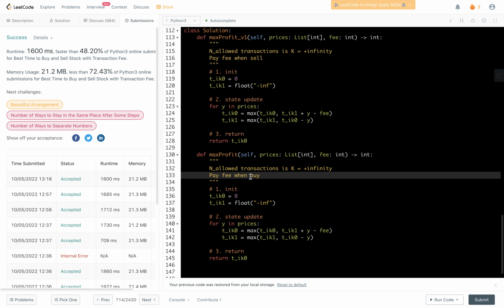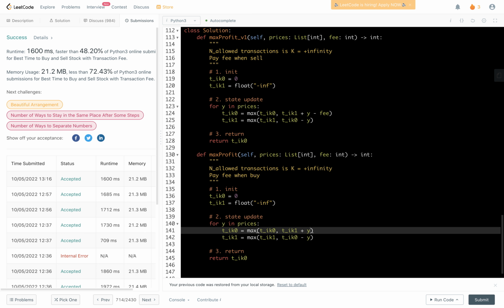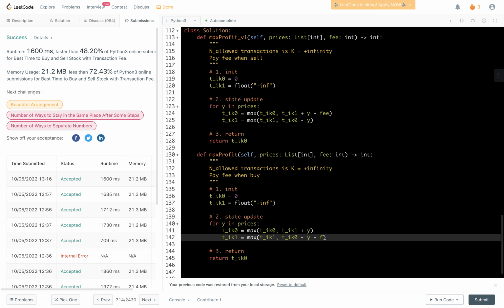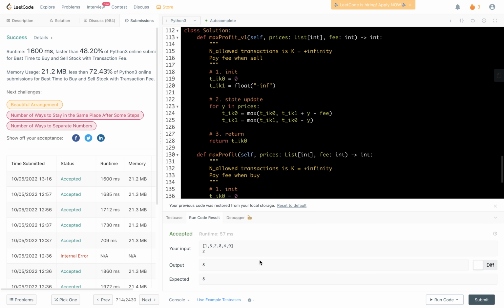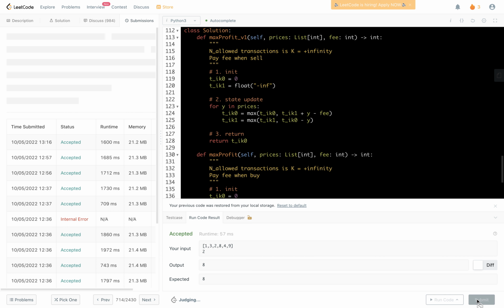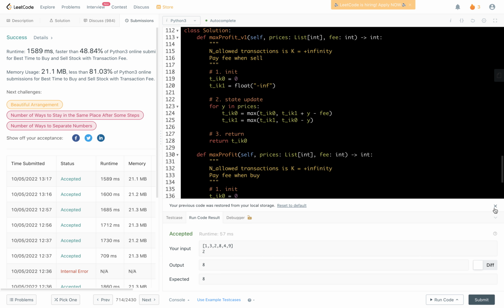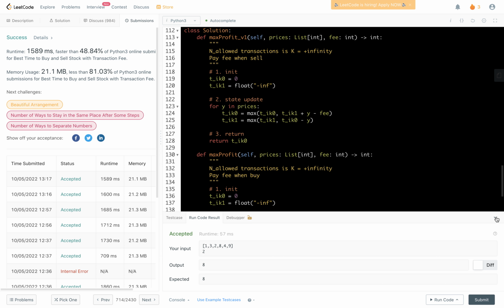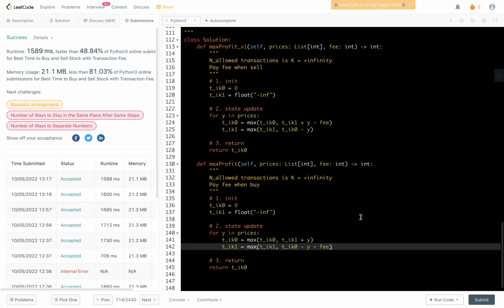Here actually we can pay when we buy. Because a transaction cycle consists of buy and sell, if we buy, it actually triggers a new transaction. If we sell, we finish a transaction. So here we can put this minus fee in the second equation. So this is the second format. Then you can do the check. It passes the special case, now the generic case. Yeah, it passes all the generic cases.